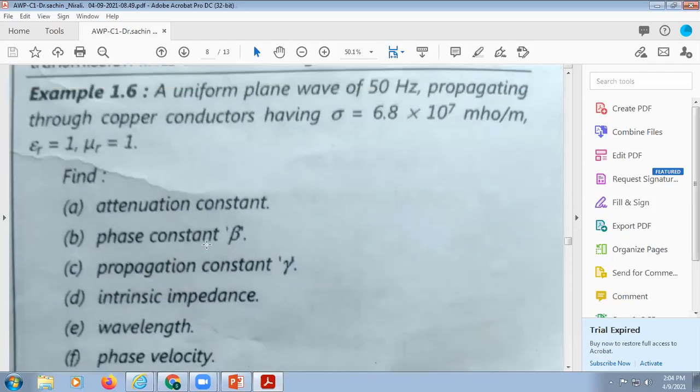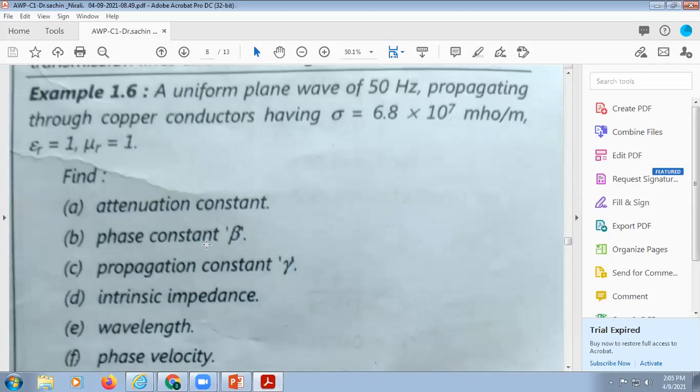Just note down numerical number 6. In numerical number 6, all the numericals are different from each other. They are not similar. So all of you pay attention and we will continue with this numerical.